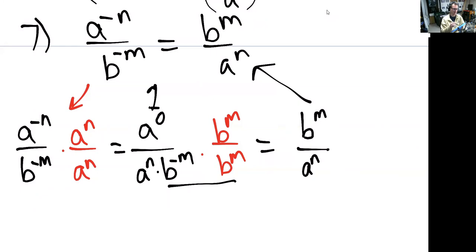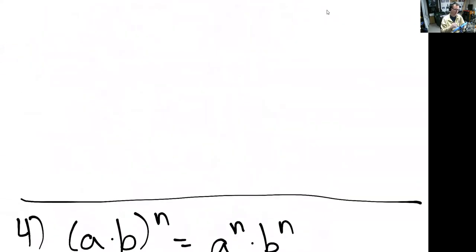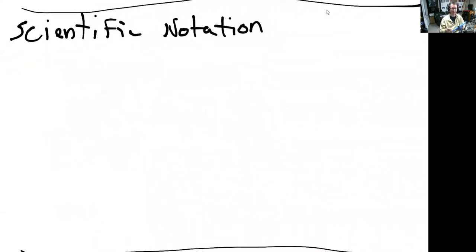With those seven laws, we're going to move into a huge application of exponentials and these laws in particular. It's scientific notation. It's something that you see in physics classes all the time, and in chemistry classes all the time. Outside of science, outside of laboratories, I'm not exactly sure how often you see this sort of thing. It definitely comes up in the sciences and in the engineering world.